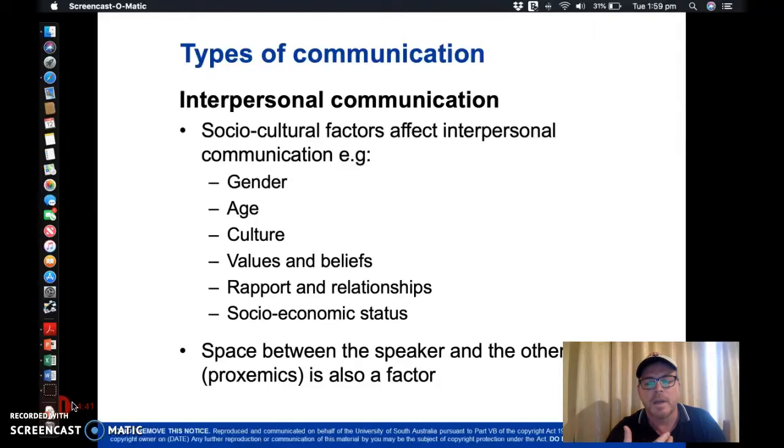So some of the different factors that can affect interpersonal communication: gender, age, culture, values, rapport and relationship. Rapport is the strength of the feeling that you have. If you have a strong sense of rapport, you feel kind of close to one another. And socioeconomic status, or otherwise class.